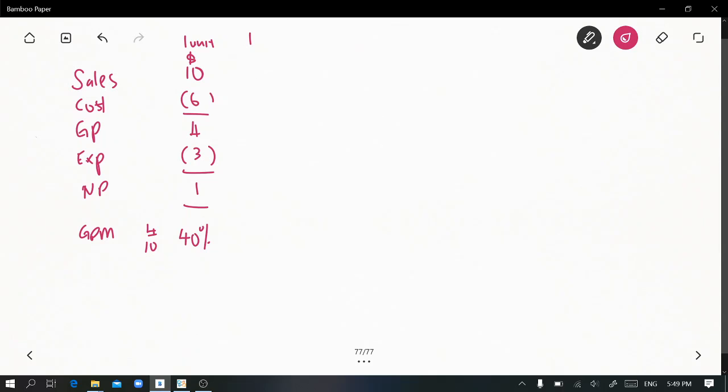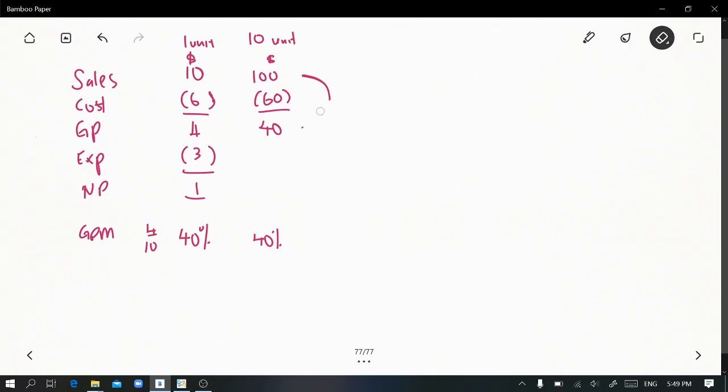Continue. If I sell 10 units, 1 unit is $10, 10 units will be $100. 1 unit cost 6, 10 units will be 60, gross profit will be 40. And what is my gross profit margin? 40%. 40 divided by 100, 40%.